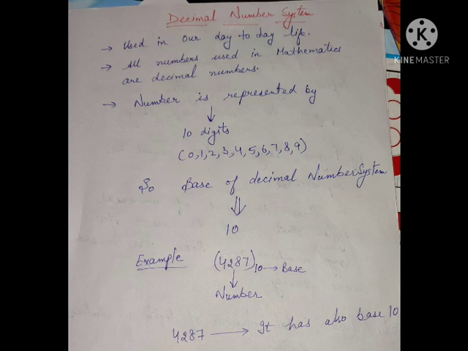Decimal number system is used in our daily life. All numbers used in mathematics are called decimal numbers. A number is represented by 10 digits, that is 0 to 9. So the base of the decimal number system is 10. Here is an example: 4287 is the decimal number which has the base 10. If we write 4287 without base, it is also called a decimal number because by default a number has base 10.